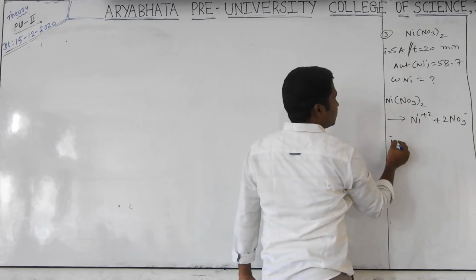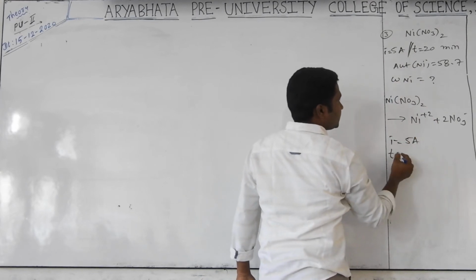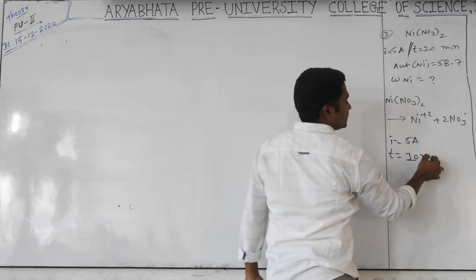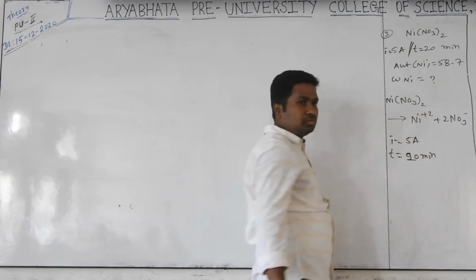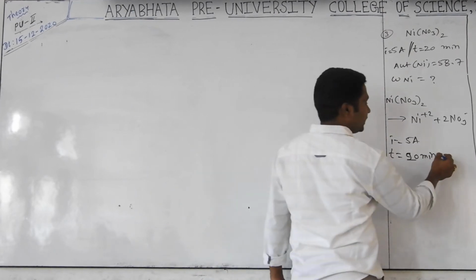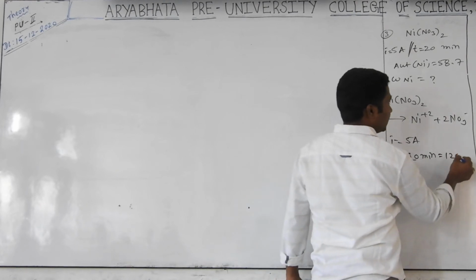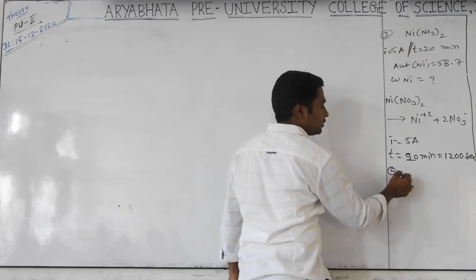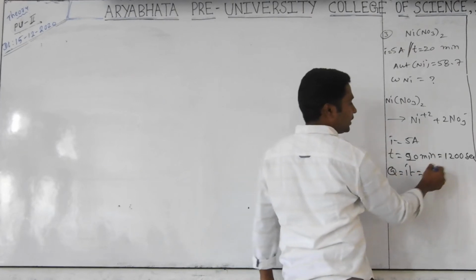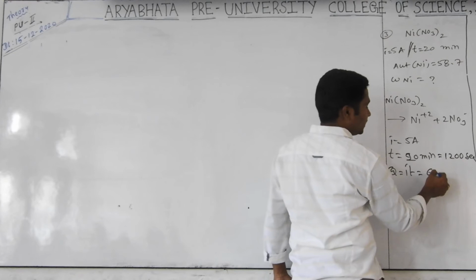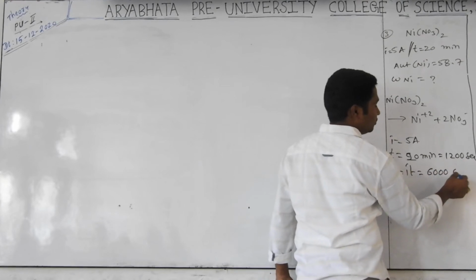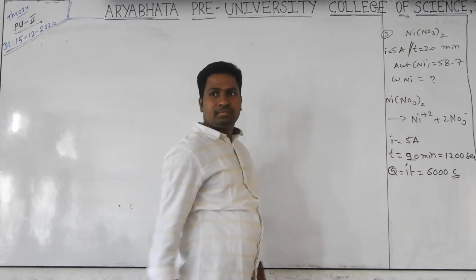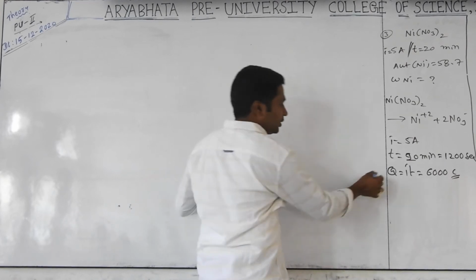I is equal to 5 amperes, and time is 20 minutes. Can you take it as it is? No. Should take it in seconds. 20 into 60, 1200 seconds. From this can we get the charge? Q is equal to I t. 5 into 1200, 6000 coulombs.